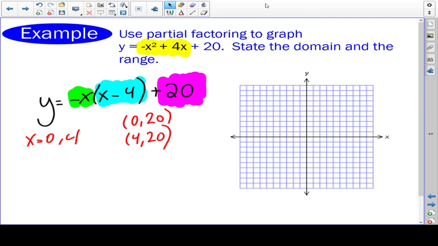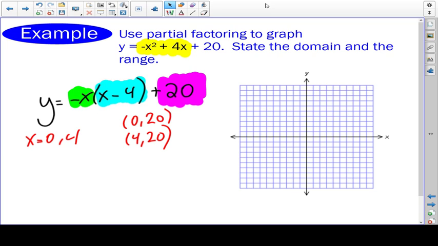All right? Now, it doesn't matter if we know zeros, or it doesn't matter if we know any other points. We know 2 points here. Is this parabola pointing up or down?